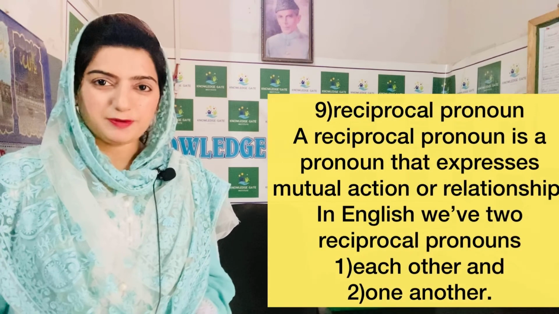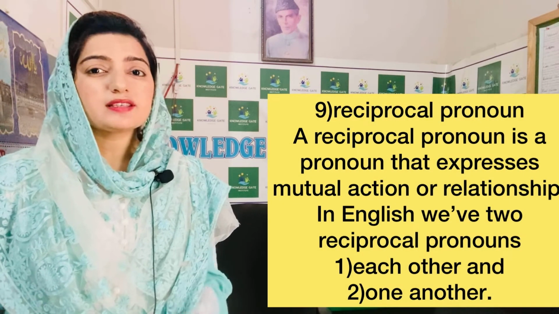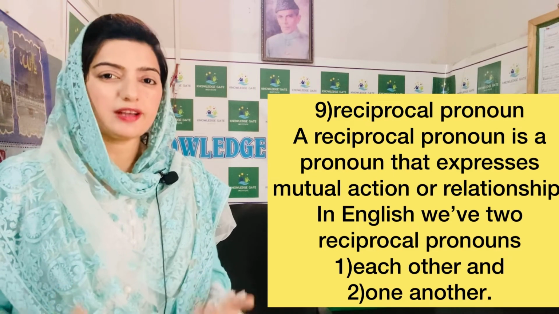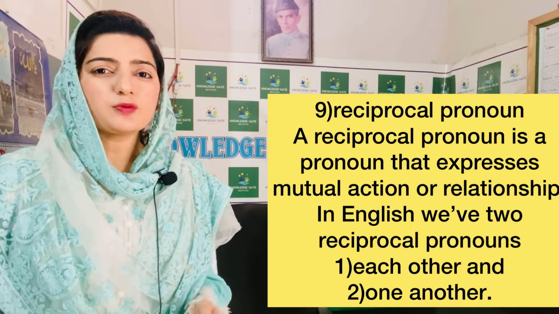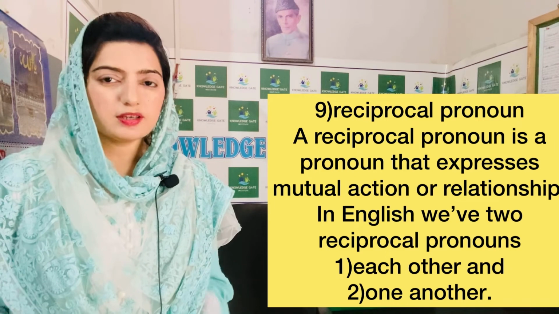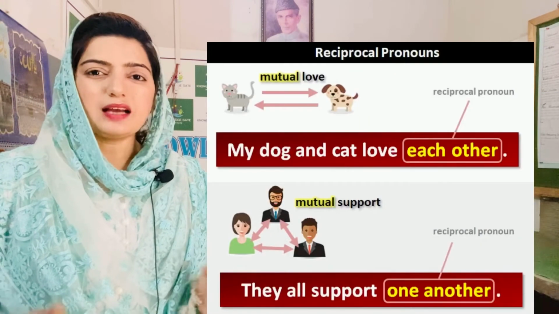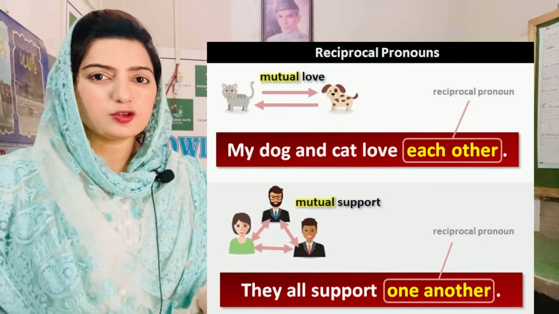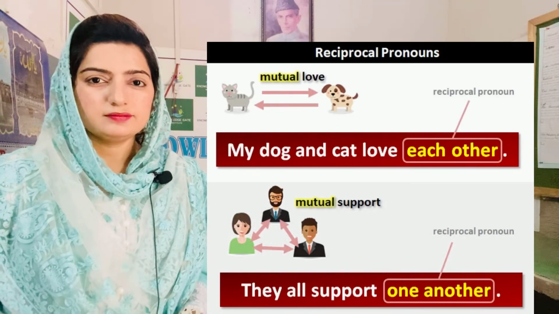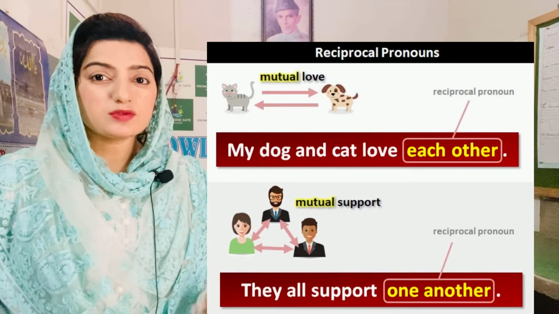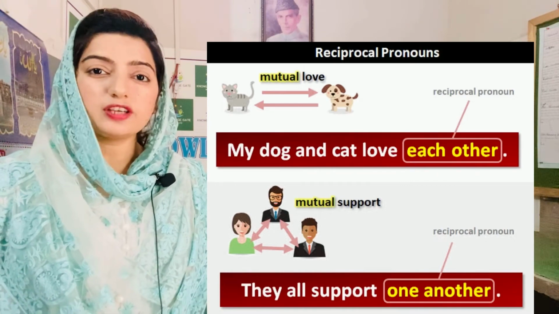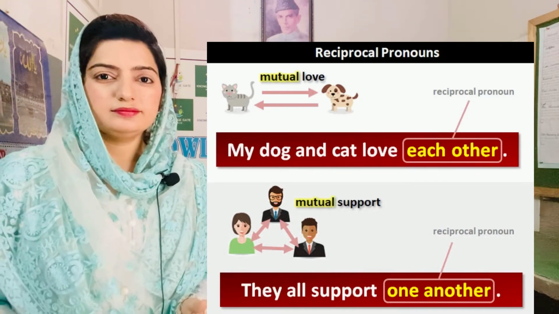Number 9 is reciprocal pronouns. A reciprocal pronoun is a pronoun that expresses mutual actions or relationships. In English, we have two reciprocal pronouns. First one is each other and the second one is one another. Example, Uzaifa and Sahil are talking to each other. Second example, Uzaifa, Sahil and Umair are talking to one another.